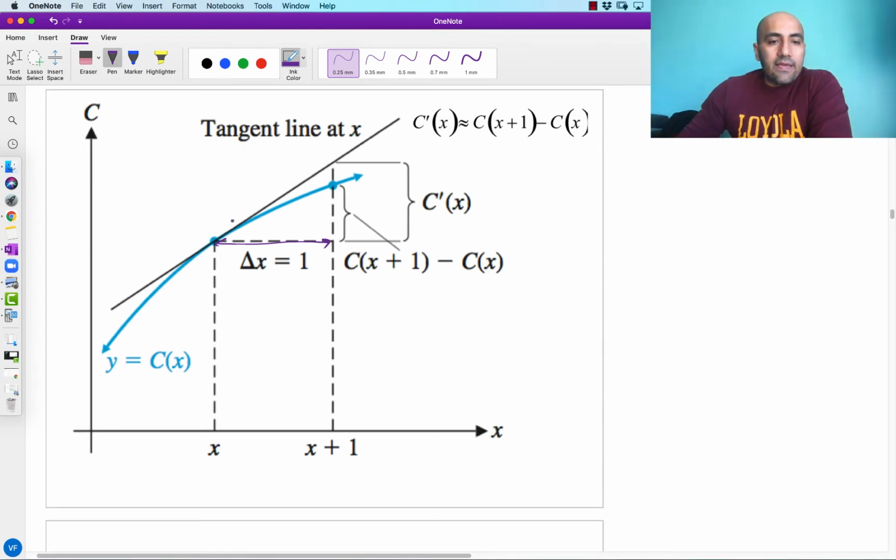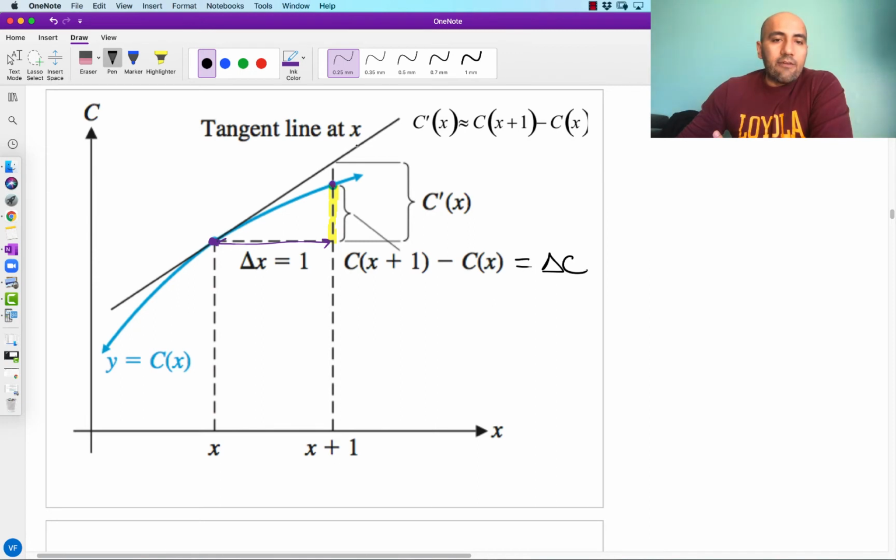On the other hand, this represents the output of our function at a production level X, whereas this height, this output here, represents the total cost of producing X plus 1 units. The difference between the two is this little gap right here, and we get that exact difference by doing this. This is exactly equal to delta C, the exact change in the cost.